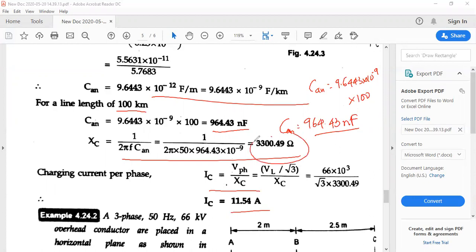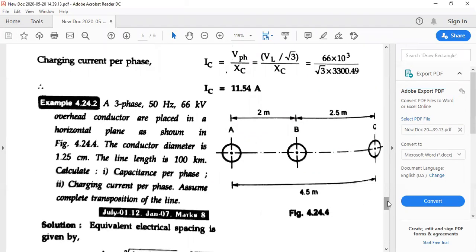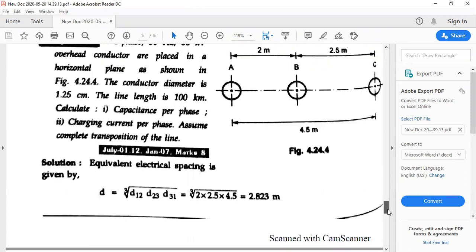So if you directly substitute here, you'll be getting the answer in terms of kilometer itself, or else you can go for the next step, where you make the substitution in terms of per kilometer value and get the answer directly. So this is being substituted here, and at the end you will be getting the charging current per phase. So at the end, what you will be having is the value of current to be 11.54 amperes.